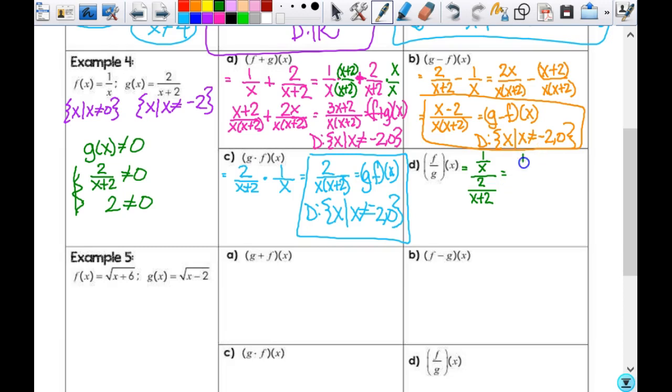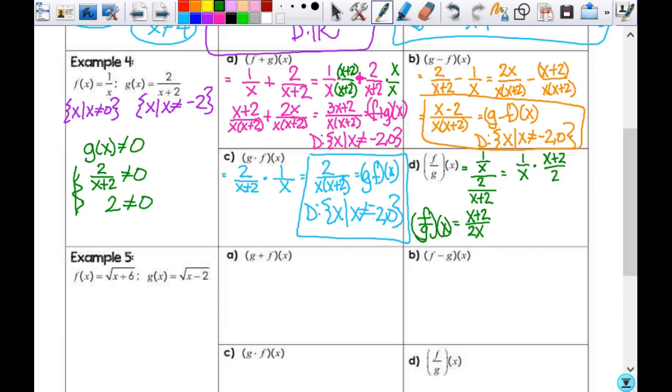So this is actually 1 over x times x plus 2 over 2. It's just the reciprocal of that denominator. Then multiplying fractions, super easy. What do you do? You just multiply straight across, right? So that means that I get f over g of x is equal to x plus 2 over 2x.